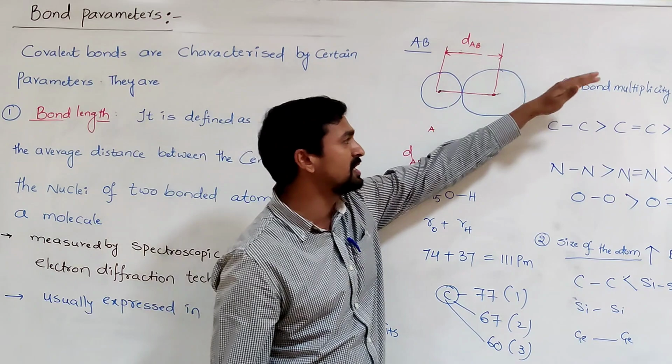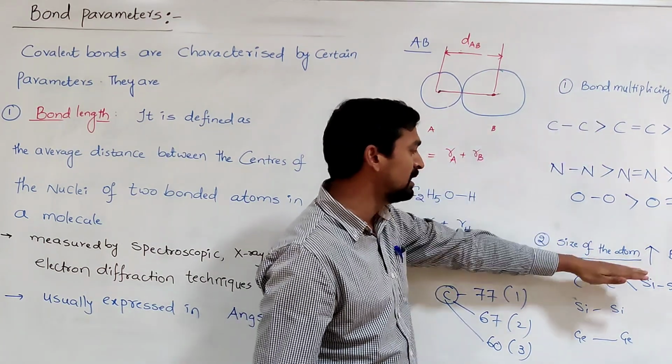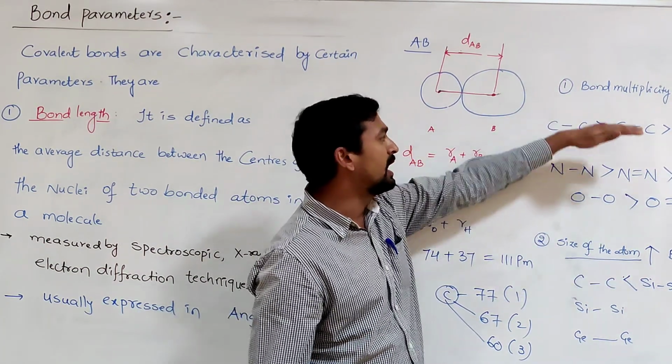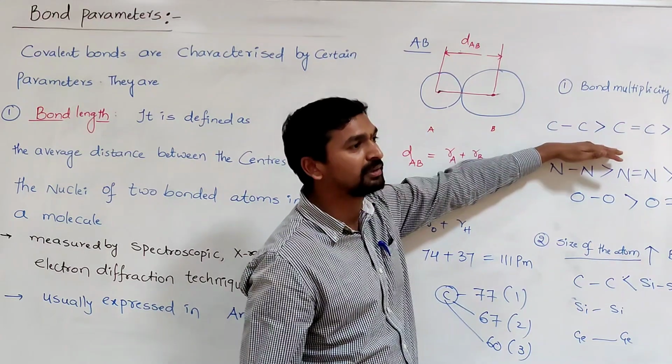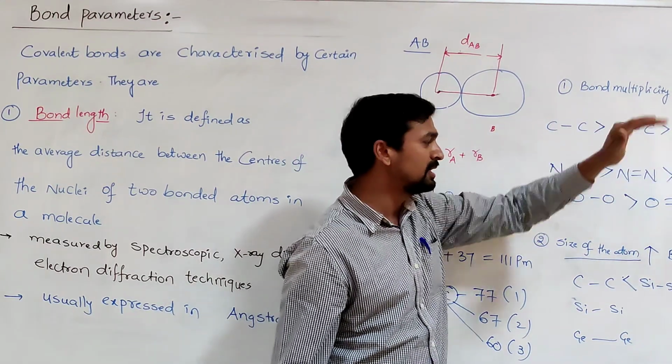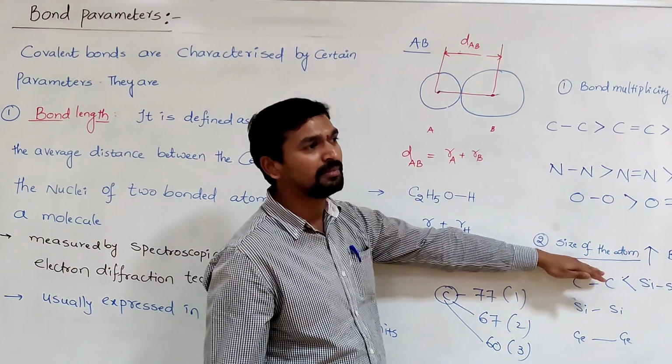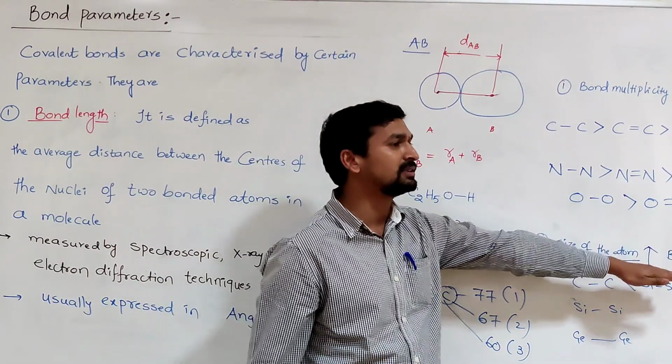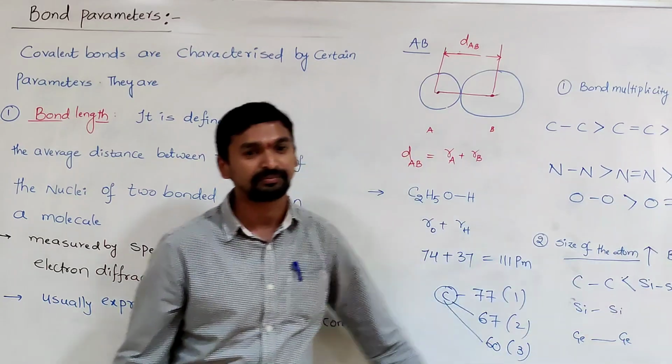What are the factors influencing the bond length? Bond multiplicity and size of the atom. As the number of bonds present between the atoms increases, bond length decreases. As the size of the atom increases, the bond length also increases.